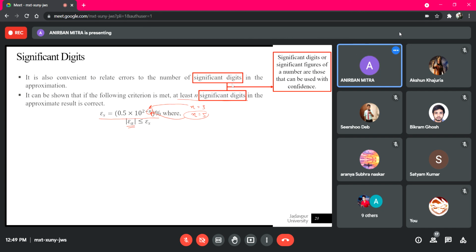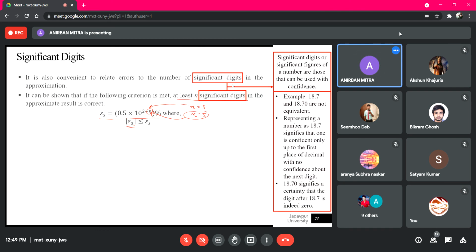Probably this idea is not clear from this definition. So let's take this example. We have two numbers here. Same numbers, but represented differently. First one is 18.7. The next one is 18.70. What is the difference between the two? Can you just tell me what difference there is between these two representations?